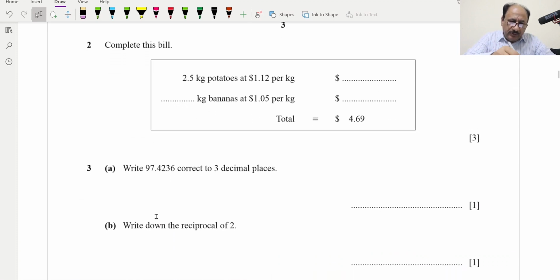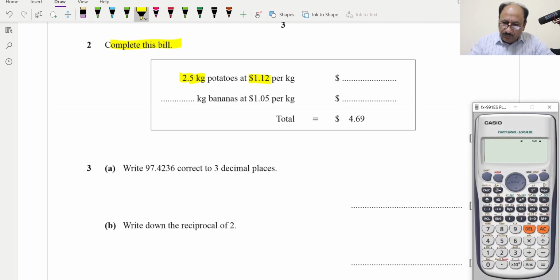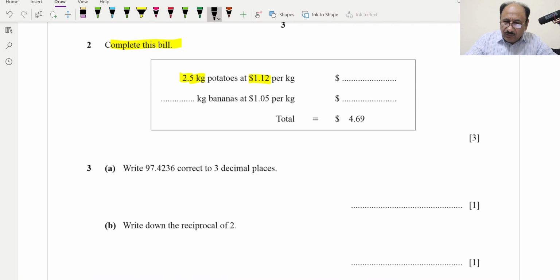We have to complete the bill, and bill says 2.5 kg potatoes at this many dollars per kg. So we can calculate by the help of calculator. So 2.5 multiplied by 1.12 per kg, and this will be equal to $2.8. So our answer will be over here, $2.8.